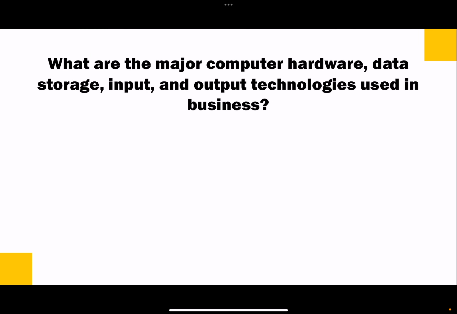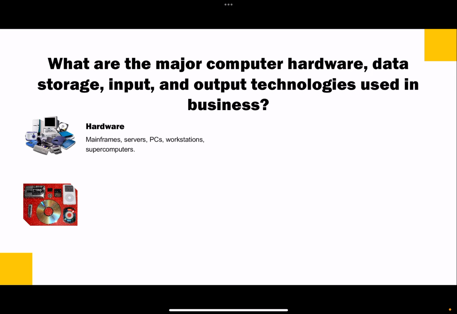What are the major computer hardware, data storage, and input and output technologies used in businesses? So, first we'll talk about the hardware: the mainframes, servers, PCs and workstations, and supercomputers. Second, storage: magnetic disk and optical disk like CD and DVD, and magnetic tape, and SAN.